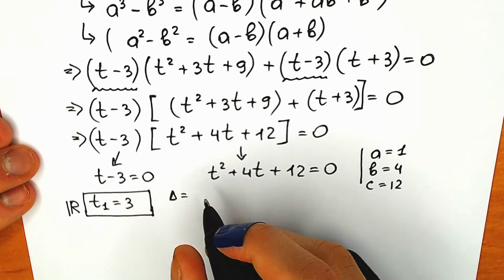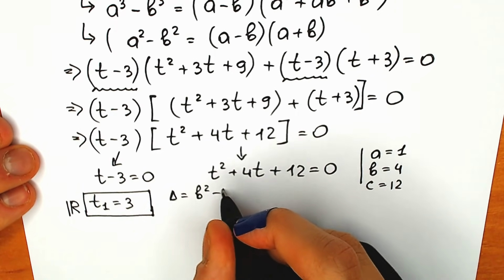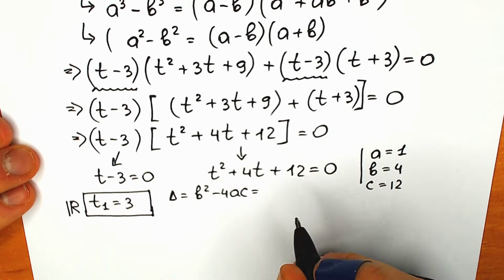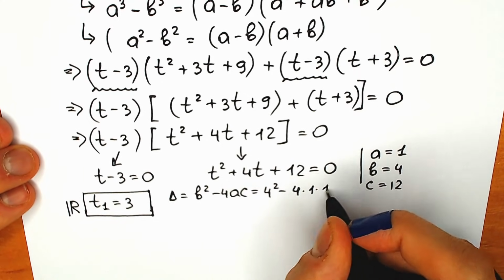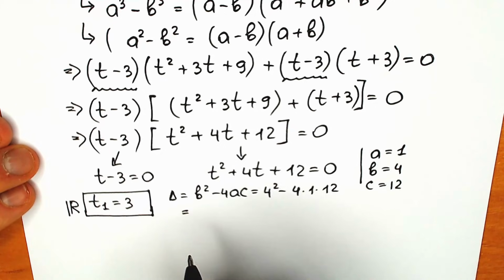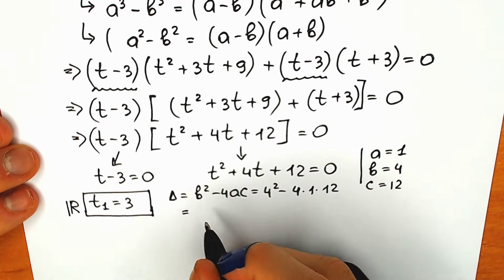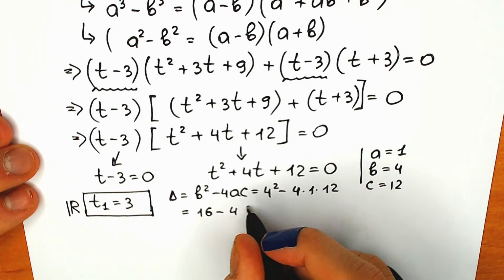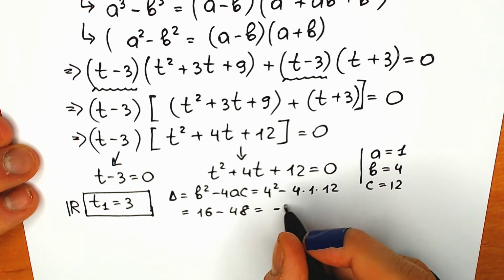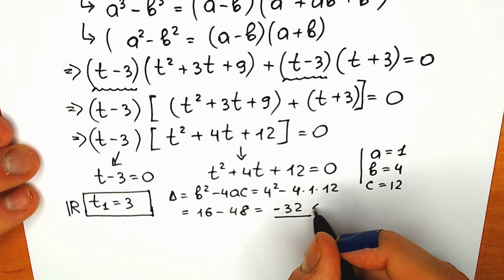So D equal to b squared minus 4ac. So we have 4 squared minus 4 times a, which is 1, times c, which is 12. As a result, 4 squared we have 16, minus 4 times 1 times 12 we have 48. And our discriminant is equal to minus 32. So our discriminant is less than 0.